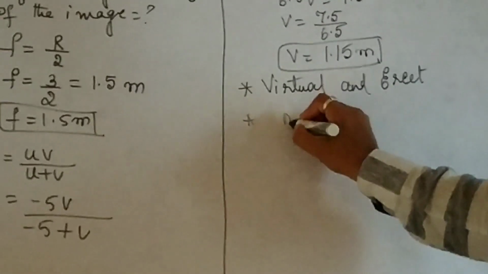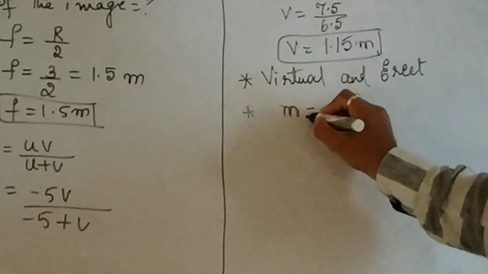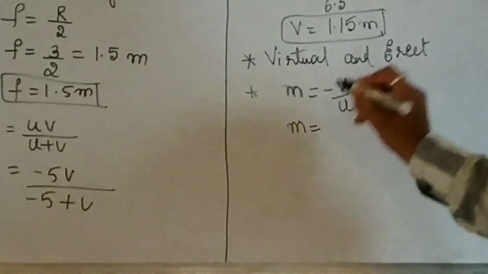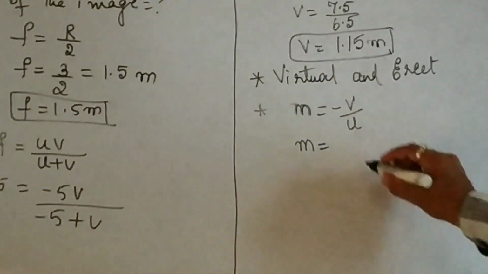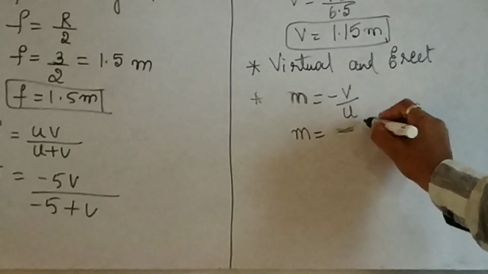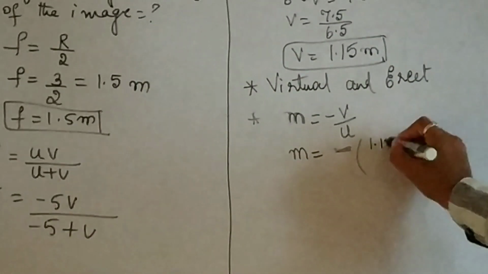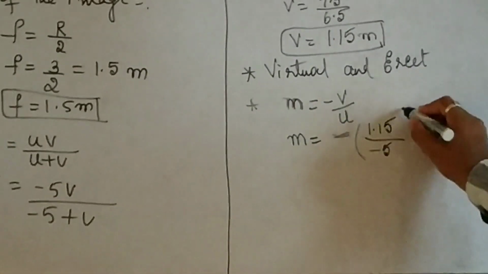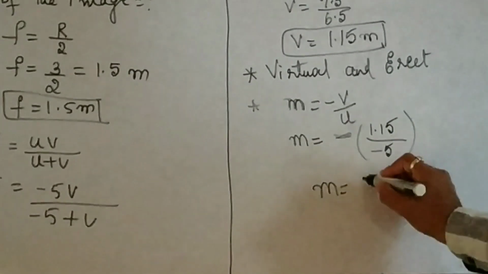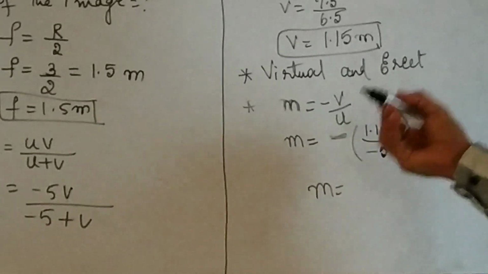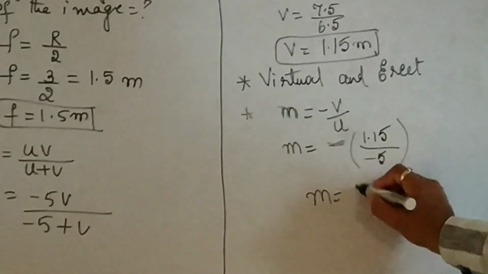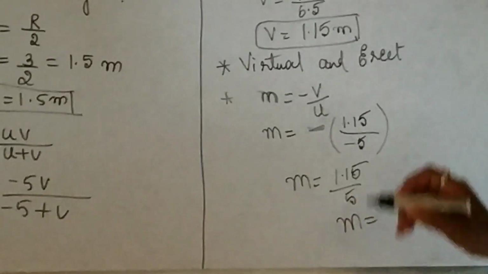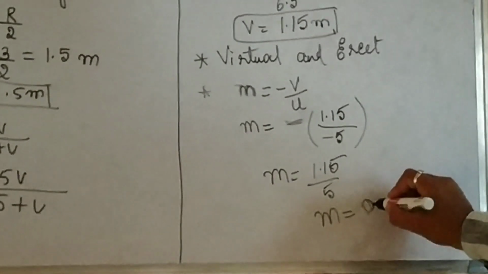Now, you have to find out the magnification, that is M. So, M is given by minus V by U. So we'll get minus of V, that is 1.15 divided by U, that is minus 5. So we'll get minus divided by minus is plus. So we'll get 1.15 divided by 5. So you will get how much? 0.23.